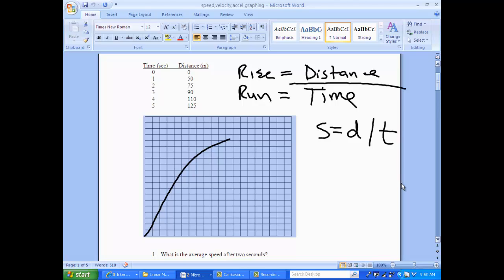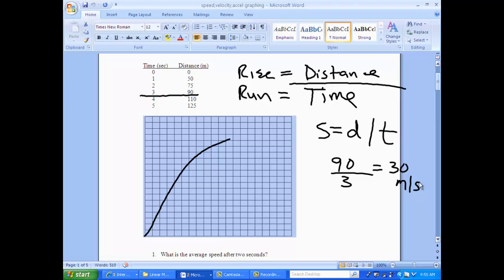Next question asked after 3 seconds. Okay? So our rise is distance. After 3 seconds, we're at 90. The time obviously is 3, right there. 90 divided by 3 is what? There it is, 30 meters per second. Questions on that? Good. What's the next question asking us?